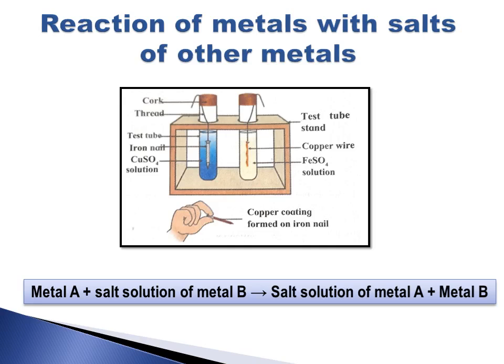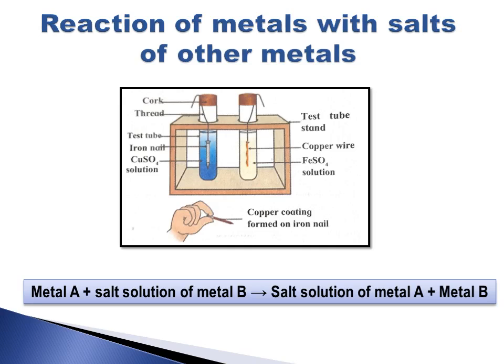You will see that a copper coating is formed on the iron nail. This is because iron has displaced copper from copper sulfate. It means that metallic iron is more reactive than metallic copper. We have seen that the activity of all the metals is not the same.